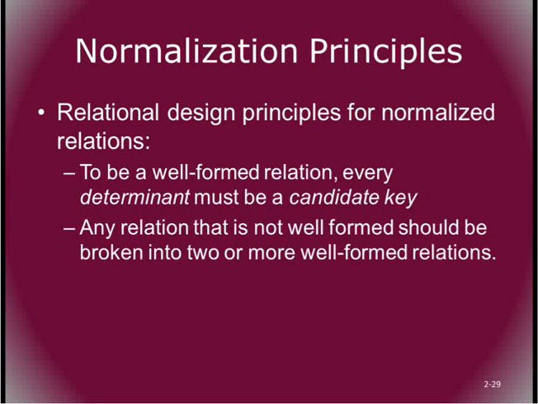So, relational design principle for normalized relationships: we want to make sure we have a well-formed relation, and that every determinant must be a candidate key. In other words, that we're collecting minimum data, and I know I didn't go through determinants with you here, but I'm trying to keep this at a pretty high level. So we go through and we normalize, and any relation that is not well formed should be broken into two entities.